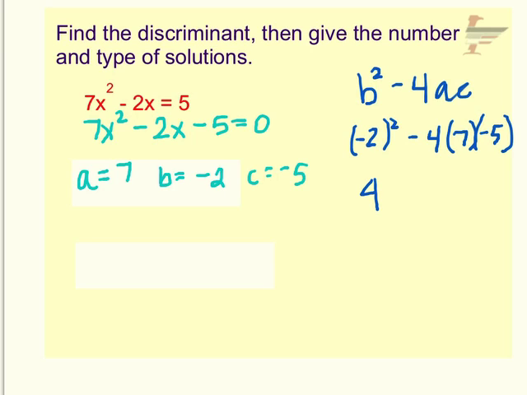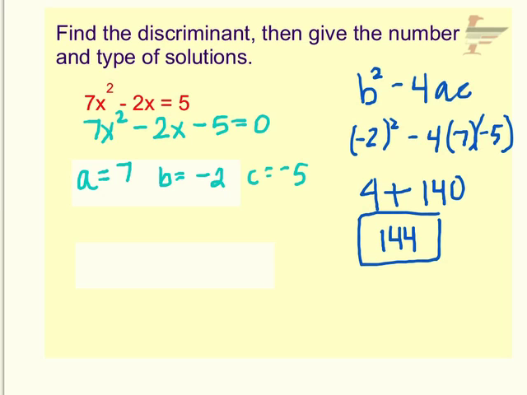And then here's where we have a negative number times a positive times a negative. I know that will end up being positive, so plus. And then whatever 4 times 7 times 5 is, I believe it's 140. 20, yep. And we add those and we get 144. So the discriminant is 144.